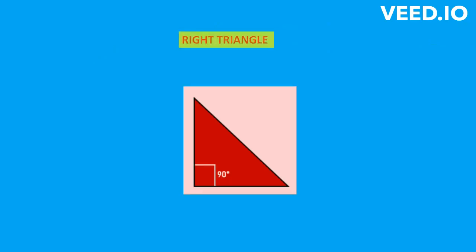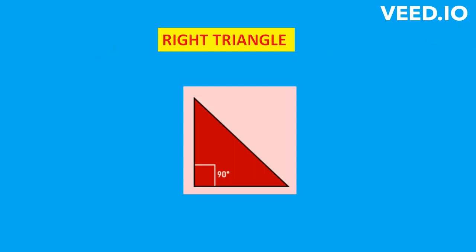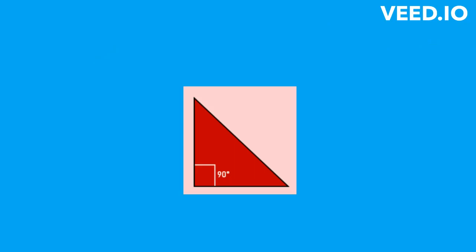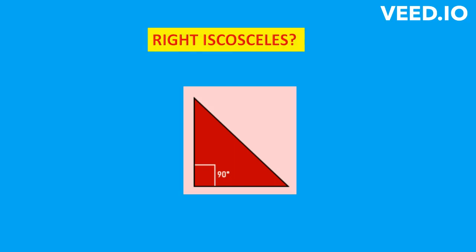Okay, we have a right triangle here. Is it right isosceles? We can't say, depending on what is given here. But suppose if they put lines here like this, it means these two sides are equal, which means it is a right isosceles triangle. When these two sides are equal, look at the corresponding angles for these two sides. What is the measure of these angles?